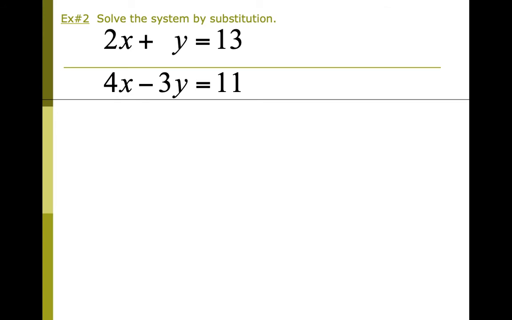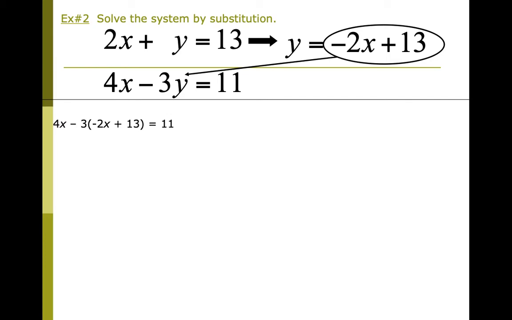Negative 2x plus y equals 13. And 4x minus 3y equals 11. First thing you have to do is you have to solve for y. So I'm going to solve for y in this first one because it's a little easier. So what I'm going to do is I'm going to add 2x to both sides. That gets rid of the 2x over here. That makes it negative 2x plus 13. So y equals negative 2x plus 13. Now that we've solved that, whatever we have for y in the second one, we substitute what we have here for y. So 3 times negative 2x plus 13.